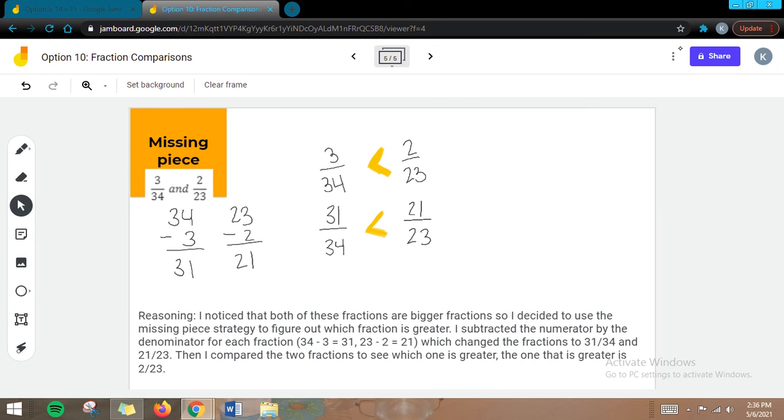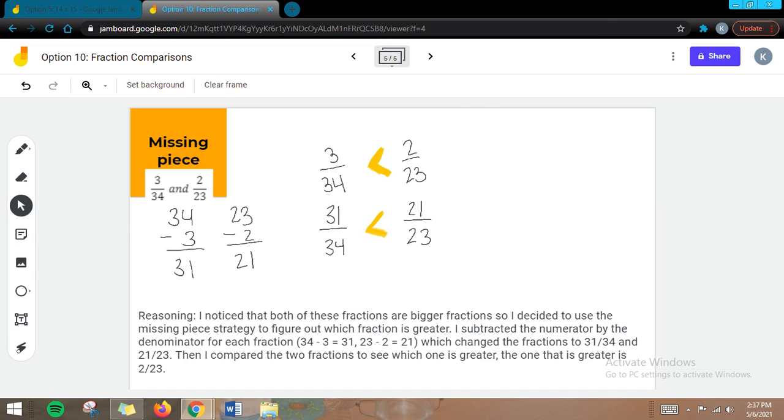And then the last one I did, the missing piece, I did 3/34 and 2/23. So for this one, I wrote them out, and then from that, I subtracted the numerator from the denominator. So I did 34 minus 3, which equals 31, and 23 minus 2, which equals 21, and then I did 31 over 34, 21 over 23, and then I found that 21 over 23 is closer to 1 than 31 over 34.